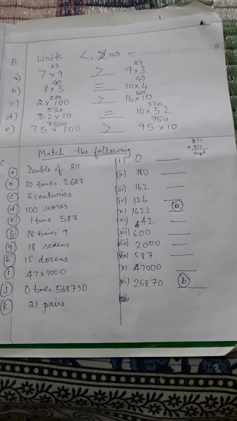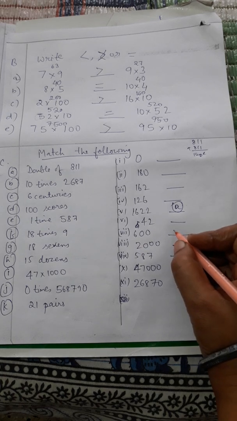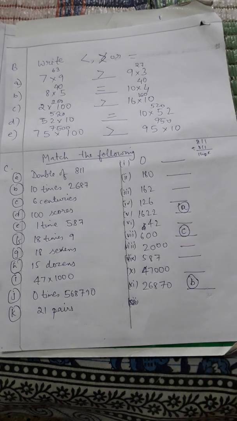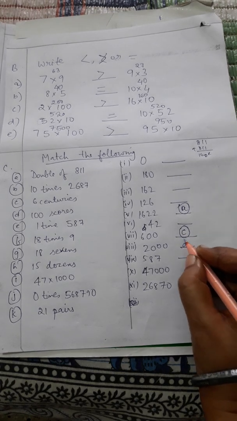Next, 6 centuries. In 1 century how many are there? 100. So in 6 centuries will be 6 into 100, that is 600. So look, 600, number 5, 6 and 7, C. 100 score: in 1 score that is 20. So in 100 score will be 100 into 20, that will be 2000. Number 8, D. 2000.